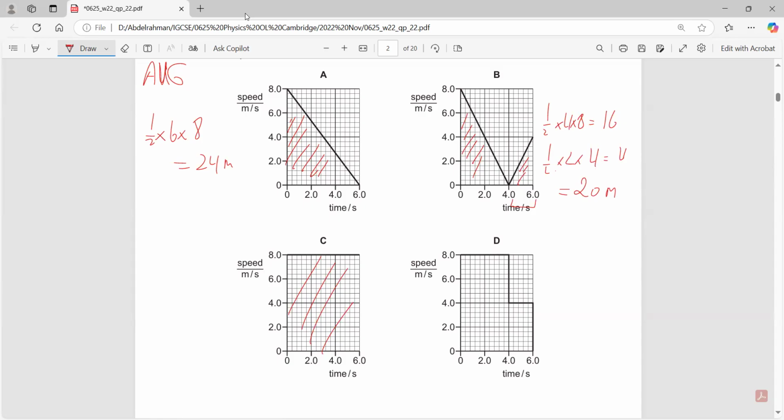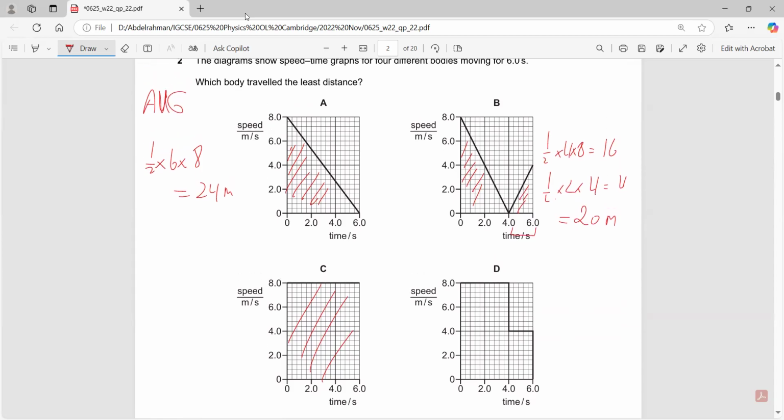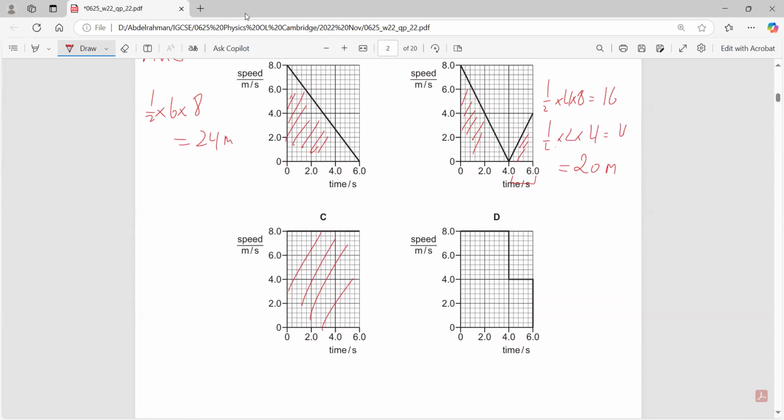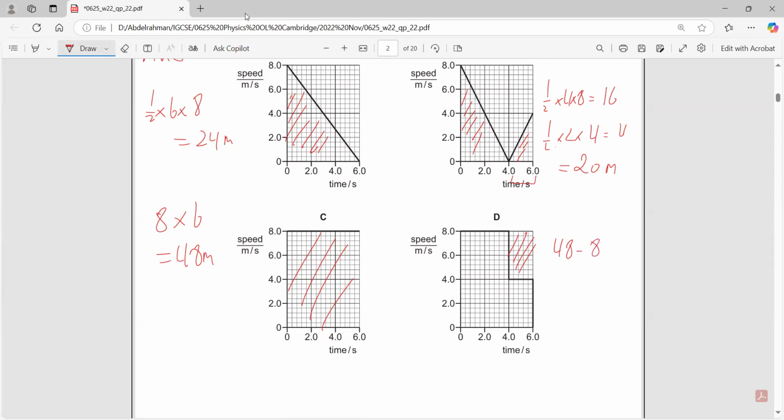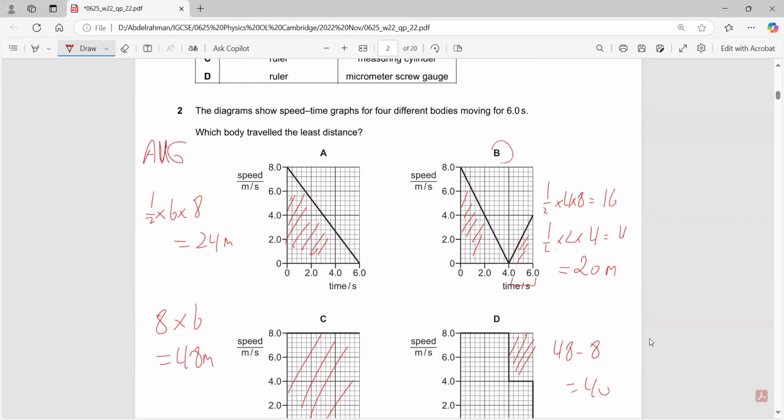The total area in this question is 8 times 4, it's not half, 8 times 6, I'm sorry, which is a rectangle, 48 meters, and the last area is the same rectangle minus this smaller rectangle, which is 2 times 4. So you subtract 48 minus 2 times 4, which is 8. 40. So the least area, the least distance traveled would be B. Yes, least distance traveled.